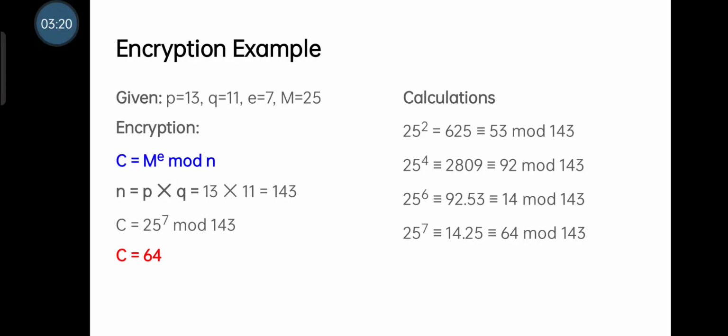So as you can see in this example, I have taken p is equal to 13, q is equal to 11, e is equal to 7 and m is equal to 25. M stands for the message. First I am directly going for the n computation. N is equal to p into q, that is 143, and then c is equal to m power e mod n. So 25 power 7 mod 143, c is equal to 64.